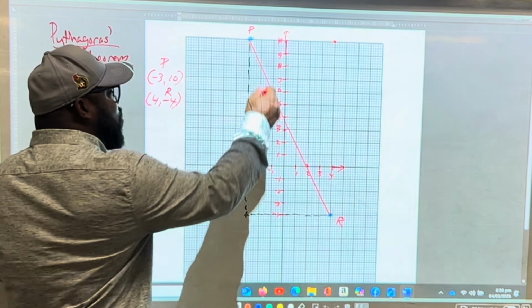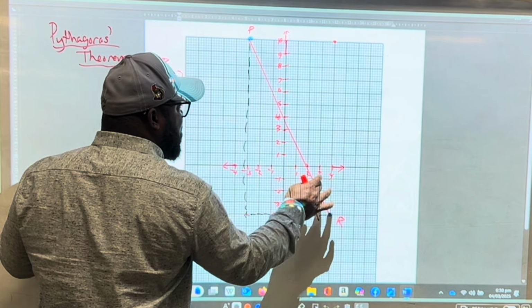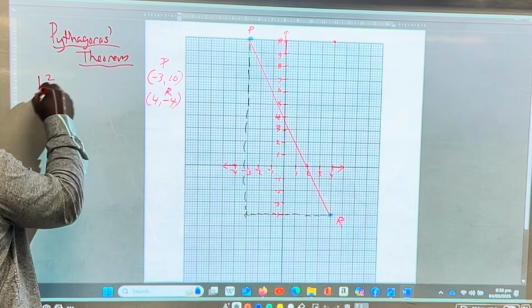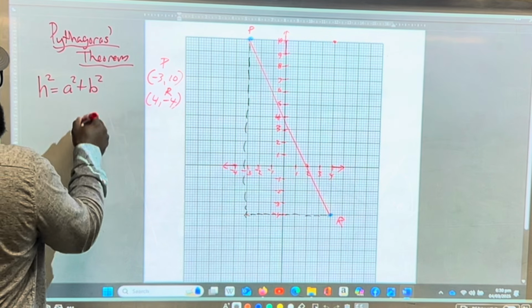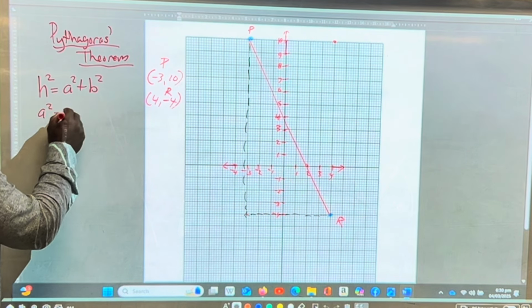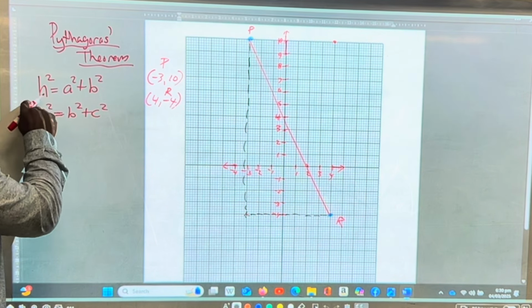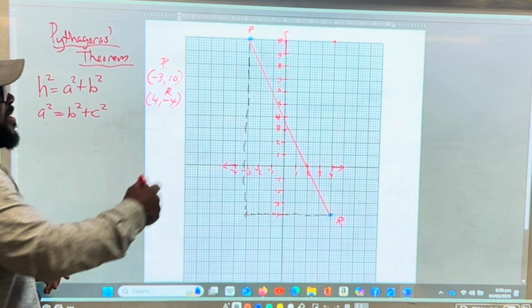And in Pythagoras, what would you call this side, the red side? The hypotenuse. The formula, what? A squared is what? The actual formula is really a squared equals b squared plus c squared. But we put h to represent what, class? The hypotenuse.